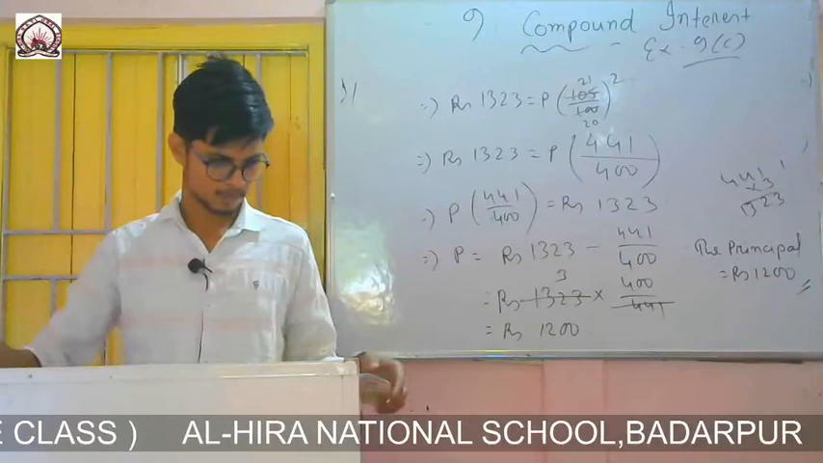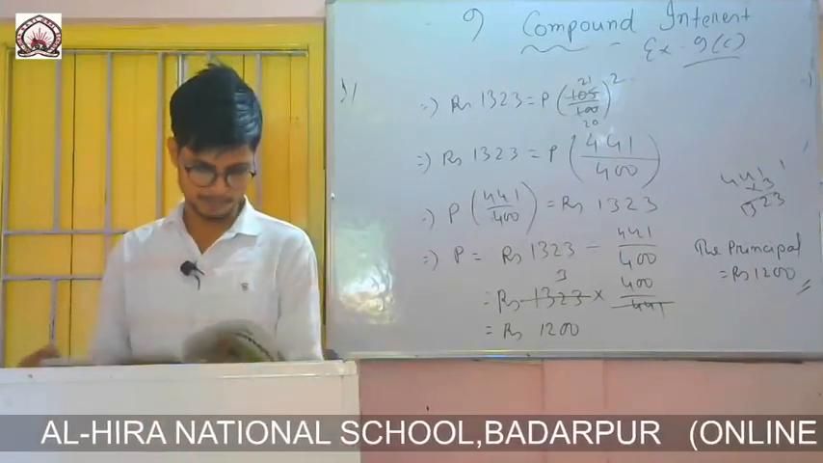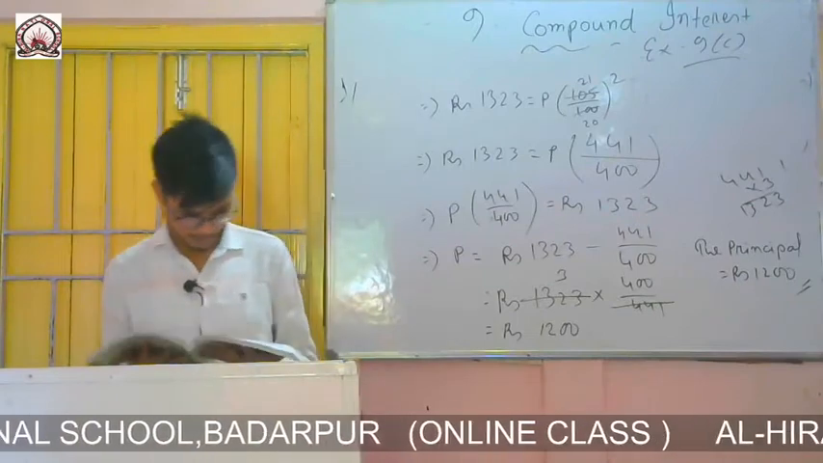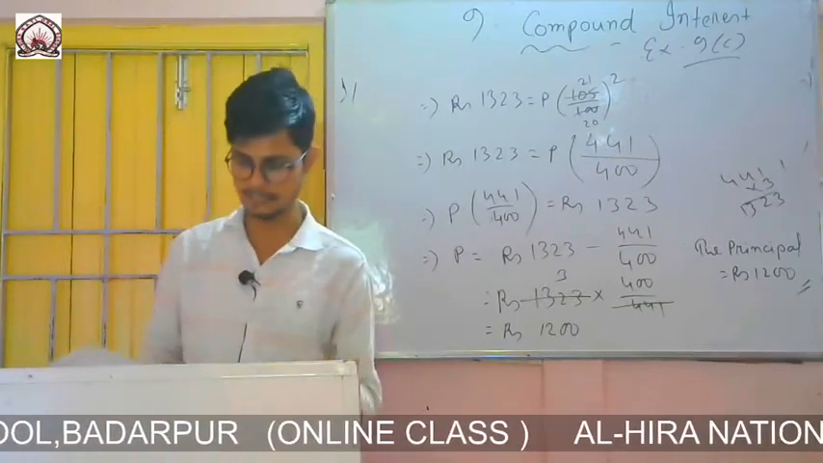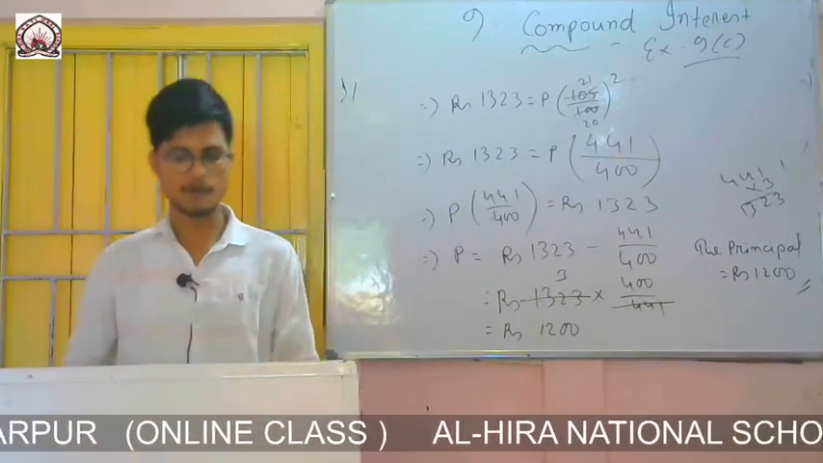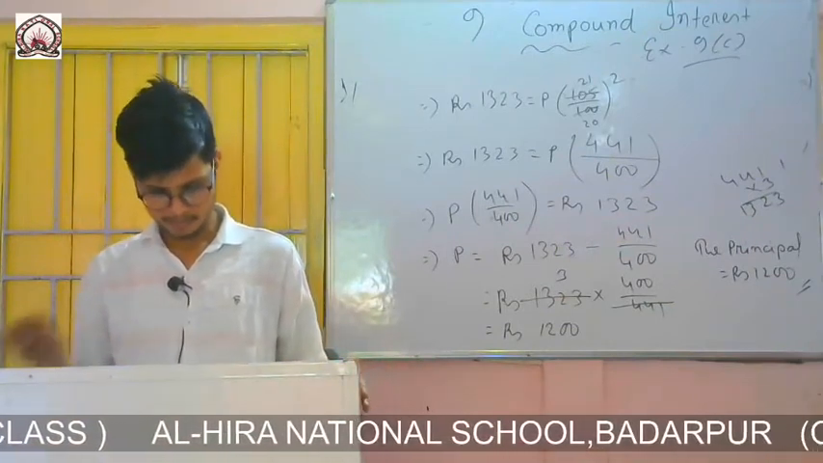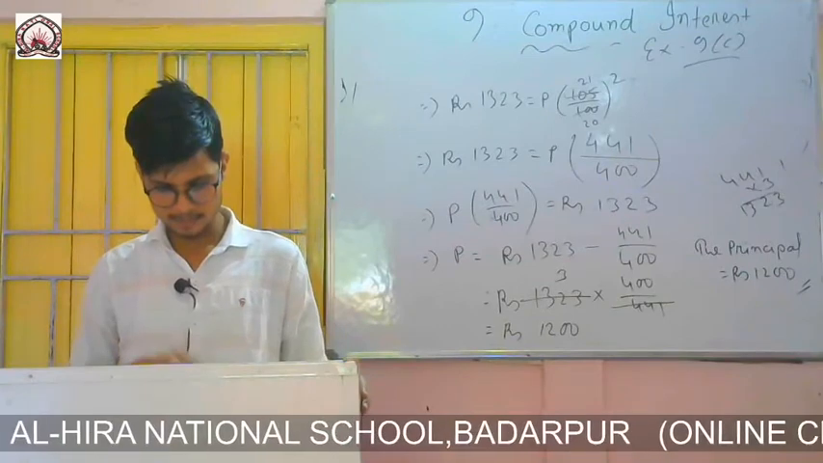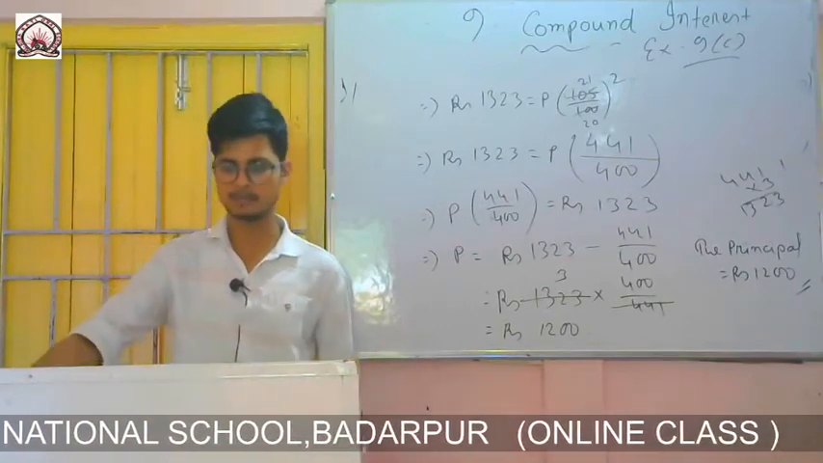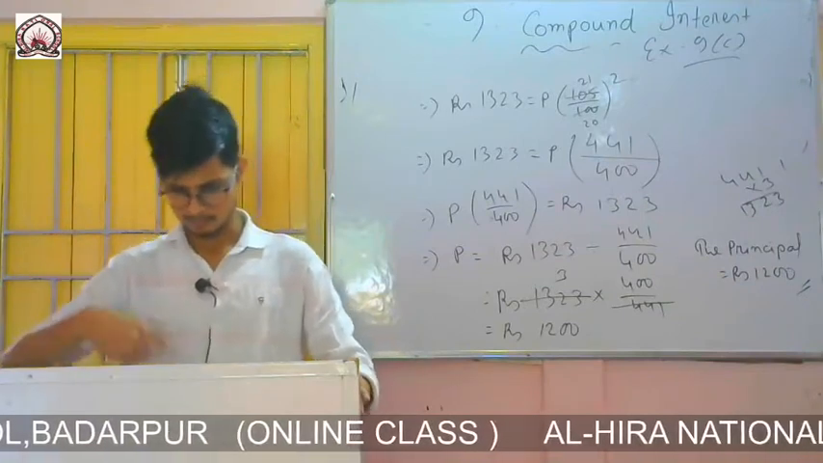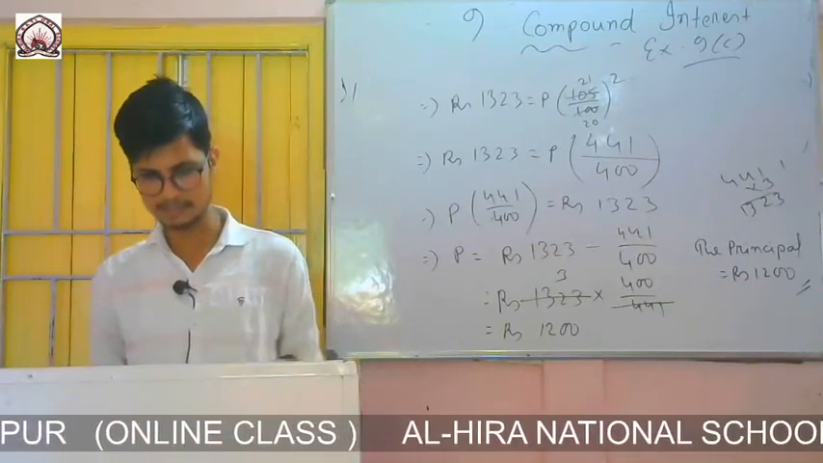So now next question: find the sum which amounts to 1352 in 2 years at 4% compound interest. So the question is to find the sum. Same like this one, you try it. Here amount is given 1352, time is also given 2 years, rate is given 4%. Simply use the formula and you will get the answer.